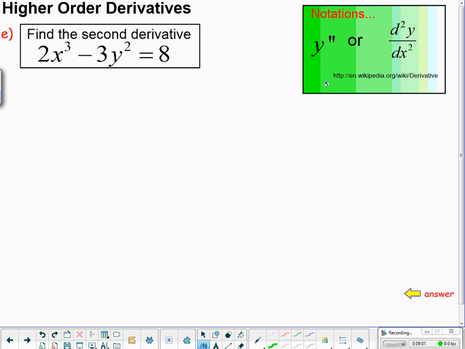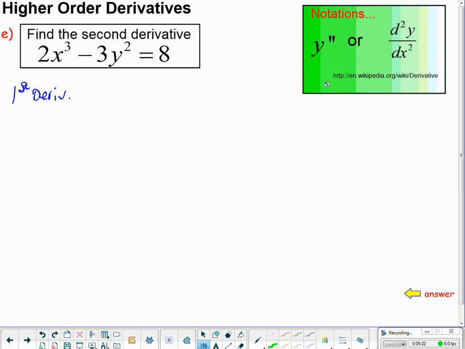All right, higher order derivatives. What is a higher order derivative? Well, it's like when you take the second derivative or the third derivative or the fourth derivative. It's quite easy to do. Can we do it when we have implicit? Well, certainly we can. So let's find our first derivative and then we'll go into a second derivative.